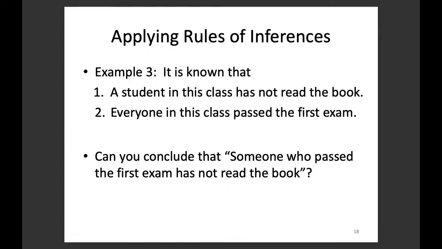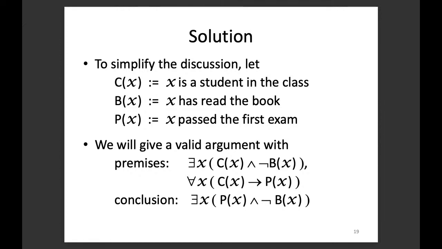So for our understanding, it is really easy, because we are doing this kind of logical thing daily. But then, how do we prove it using pen and paper? Because this is important for a computer to understand why this is correct. So let's do the simplification here. Suppose Cx, where C stands for class, says that x is a student in this class. Bx says that x has read the book. And Px says that x passed the first exam.